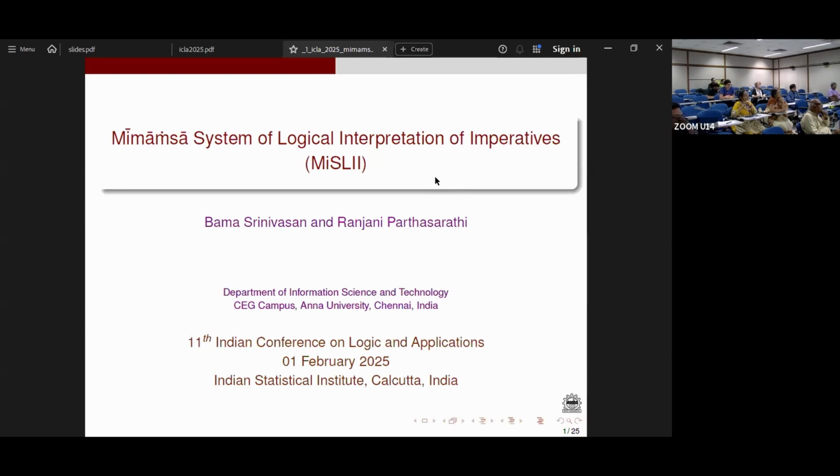So our session is divided into two parts. One is about the principles of Mīmāṁsā that we have used for interpretation of imperatives. So in terms of the logical formalism and so on, Bama will talk about it. So I will introduce the Mīmāṁsā concepts that we have used so that these two will tie up together for all of you.